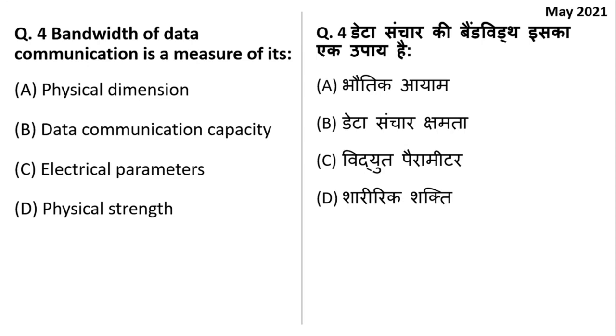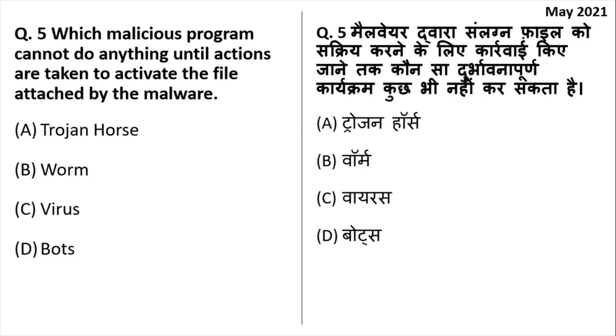Bandwidth of data communication is a measure of its physical dimension, data communication capacity, electrical parameters or physical strength. So bandwidth of data is the data communication capacity. We say GBPS, gigabytes per second. These are data communication capacity, which is the bandwidth of data.